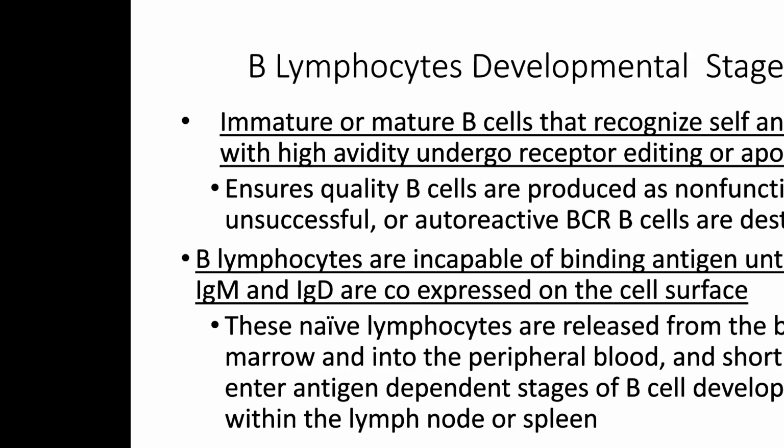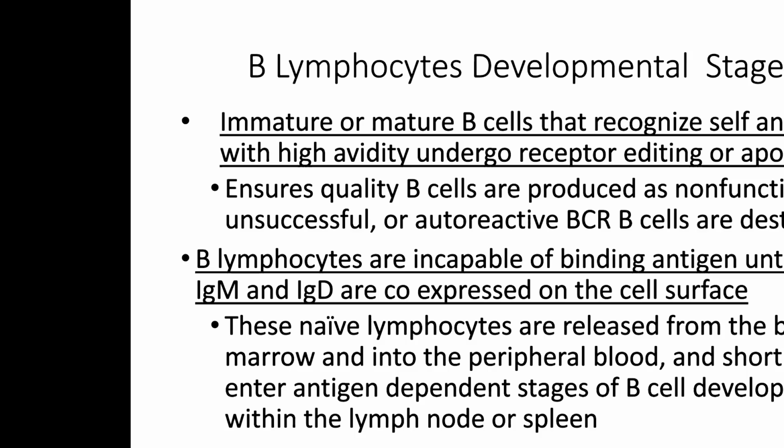Immature B cells that are able to recognize self antigen with a high avidity, to the point that it doesn't really want to let go, will undergo either receptor editing or apoptosis. That way, you're not going to get autoreactive B cells, which is not going to be very good for you, especially if you're trying to avoid autoimmune disease. B lymphocytes are incapable of binding antigen until both IgM and IgG are expressed on the cell surface.